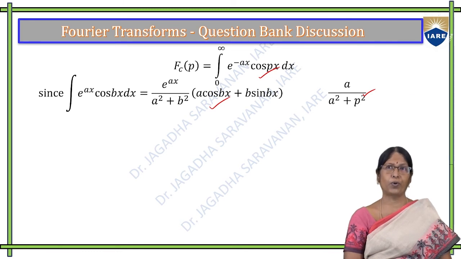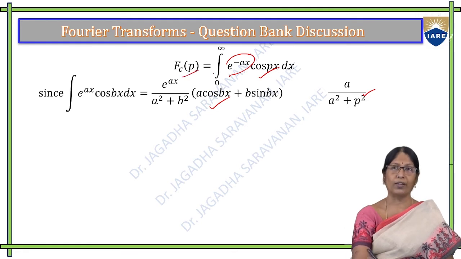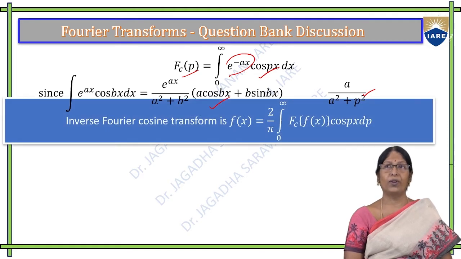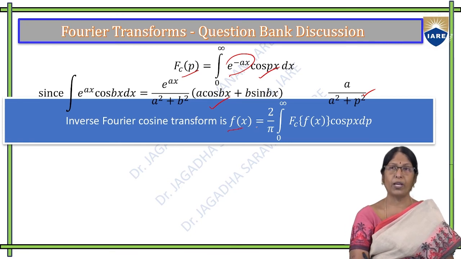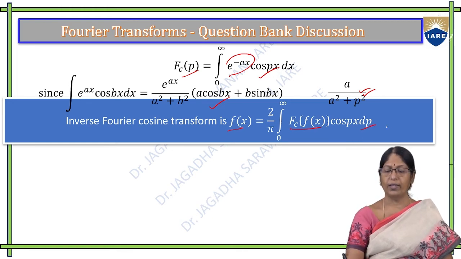But this beautiful problem, they didn't ask for just the function. Our function is e power minus ax. They didn't ask us to do only Fourier cosine, they asked for the inverse also. So we have to be very, very careful. When we are doing the inverse, the function will be out. What we found as the Fourier cosine will play the role under the integration. And one more thing, we have to do the integration with respect to p for the inverse. This point also has to be noted very carefully.